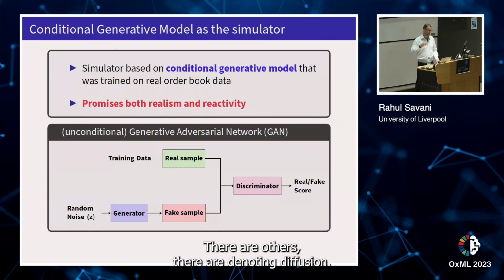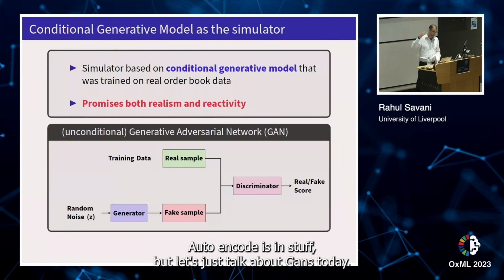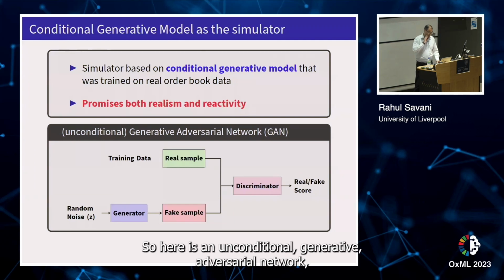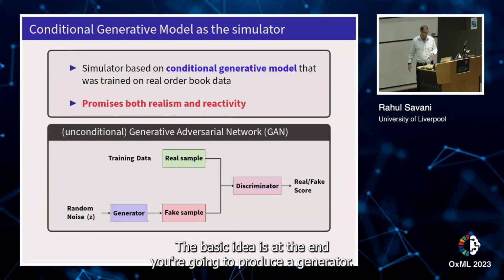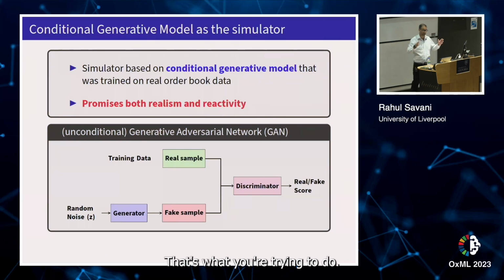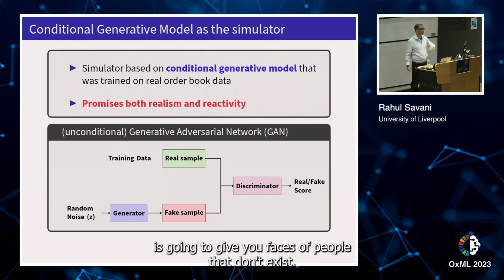There are others. There are denoising diffusions. There are conditional variational autoencoders and stuff. But let's just talk about GANs today. So here is an unconditional generative adversarial network, just a high-level schematic. The basic idea is, at the end, you're going to produce a generator. That's what you're trying to do. You're trying to produce a generator that, for example, is going to give you faces of people that don't exist.